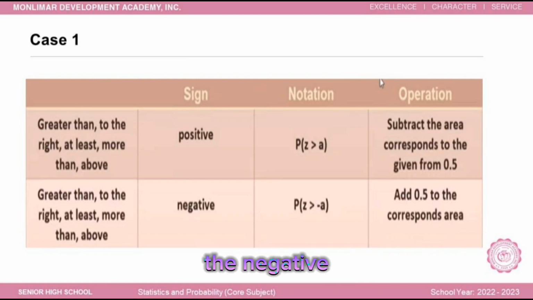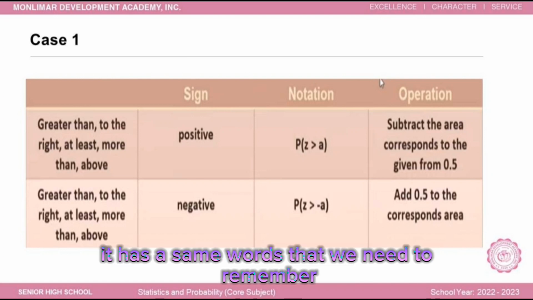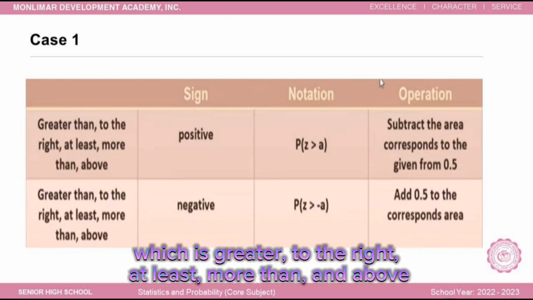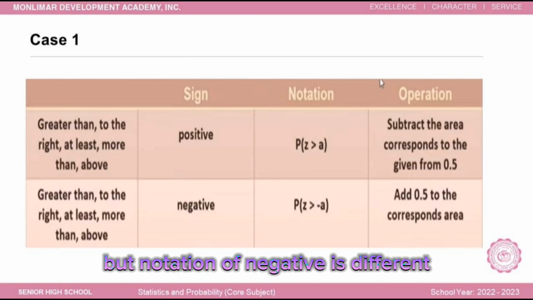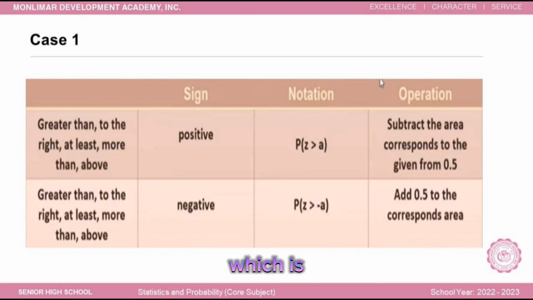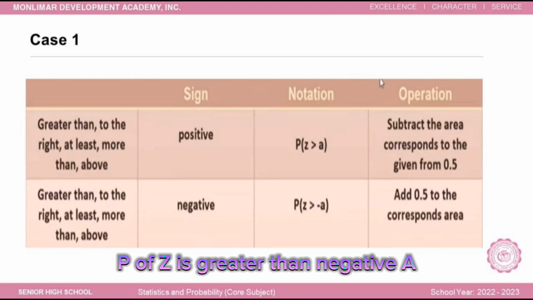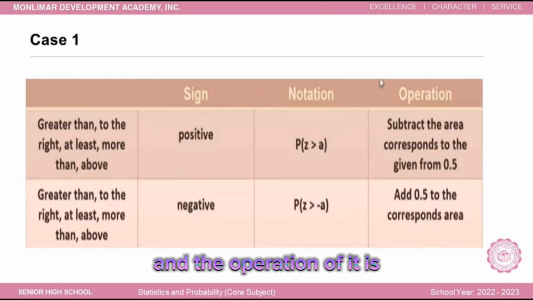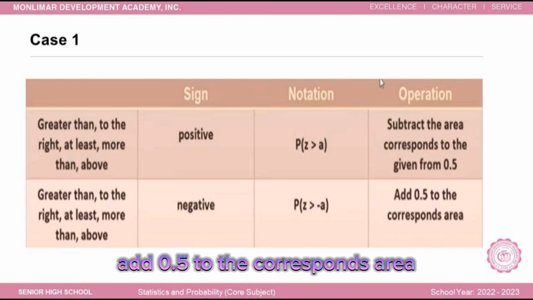Next, the negative. It has the same words that we need to remember: greater than, to the right, at least, more than, and above. But the notation of negative is different, which is P of Z greater than negative A. The operation is to add 0.5 to the corresponding area.